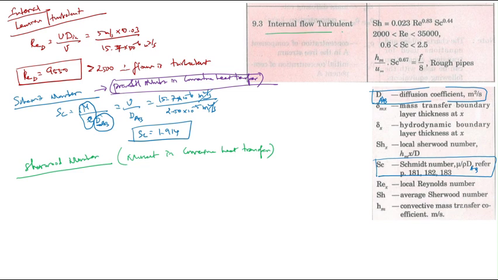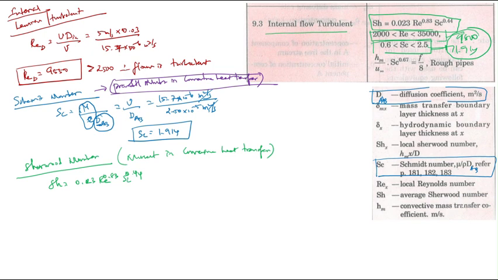Here the internal flow is turbulent. This is the Sherwood number correlation, valid for Reynolds number from 2000 to 35,000. We satisfy this condition because in our case the Reynolds number is 9550. Then the Schmidt number in our case is 1.914, and this condition is also satisfied. So since both conditions are satisfied, we can take the Sherwood number equal to 0.023 into Reynolds number to the power 0.83 into Schmidt number to the power 0.44.